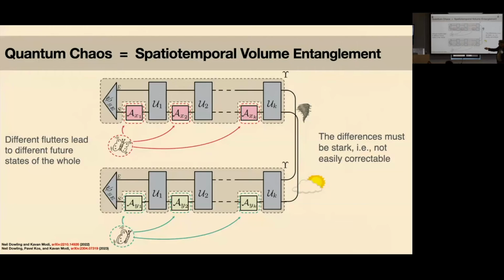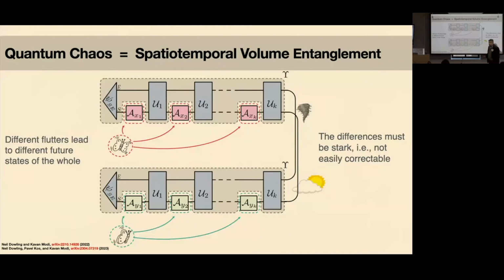So I want the different flutters to lead to different states for the whole at the end. But I want the differences to be stark. So imagine over here, I also get a nice sunny day with the same cloud, but there's a little bit of gray cloud sitting next to it. Technically, these two things are orthogonal, right? That gray cloud is noticeably different, but I really want them to be starkly different. I want this to be a tornado. I want this to be a nice, happy, fluffy cloud day. So that's the demand, right?